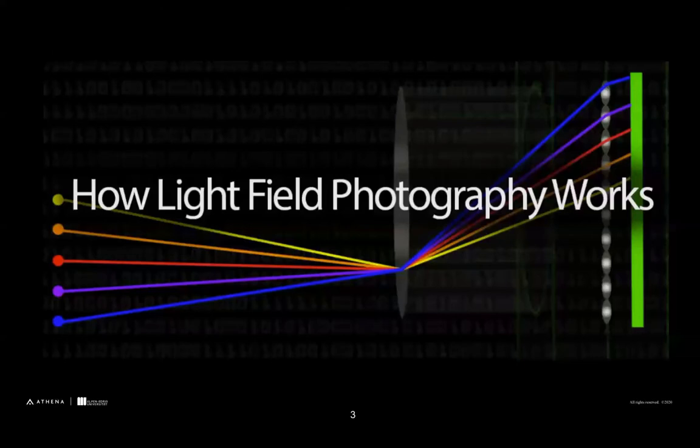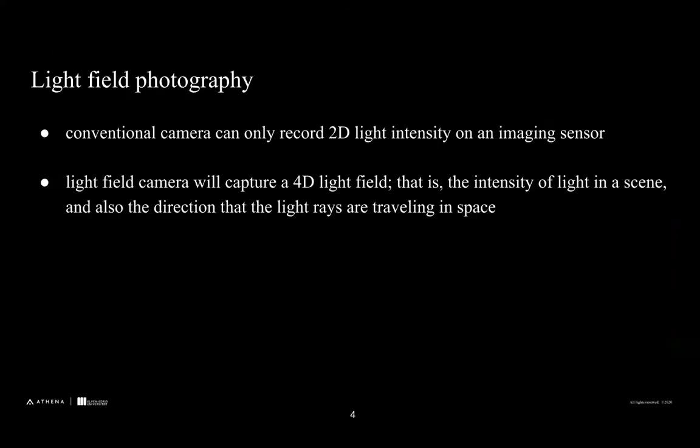Let's see how light field photography works. Conventional cameras usually capture a two-dimensional sample of a three-dimensional world by recording two-dimensional light intensity on an imaging sensor. But light field cameras capture a four-dimensional light field. They not only record intensity of light in a scene, but also they record direction that light rays are traveling in a space.